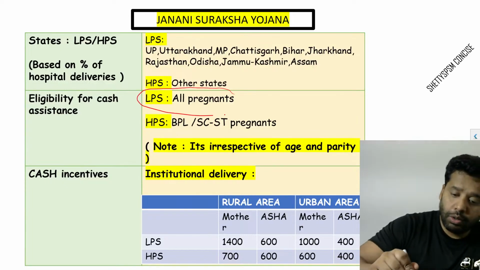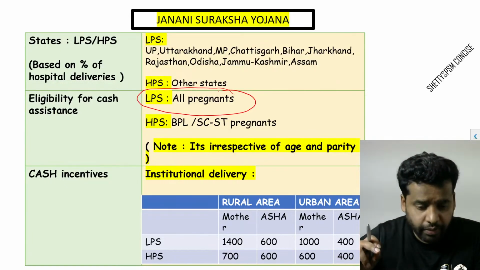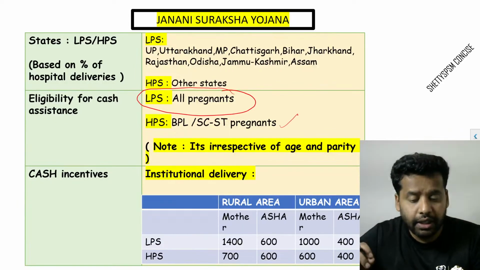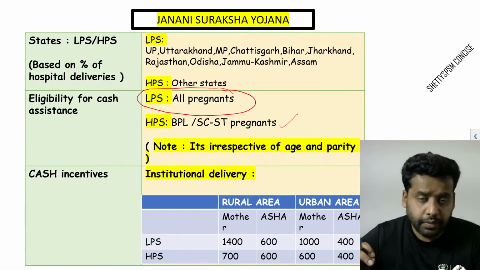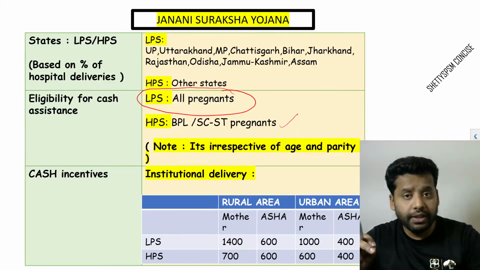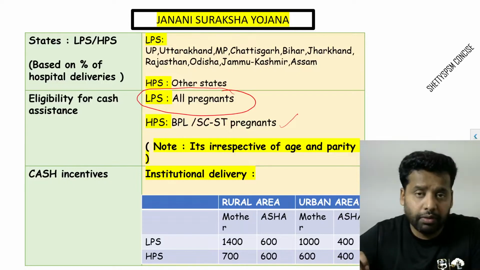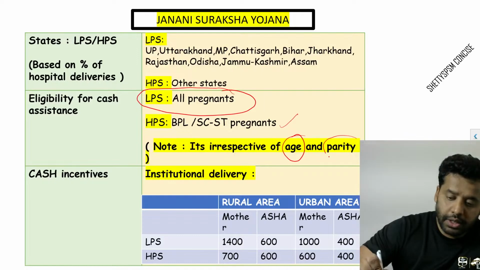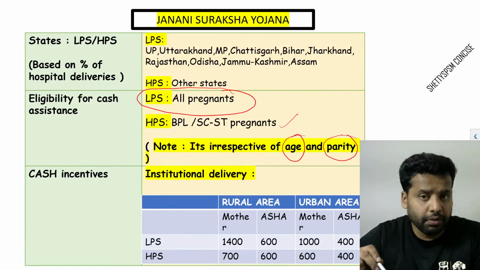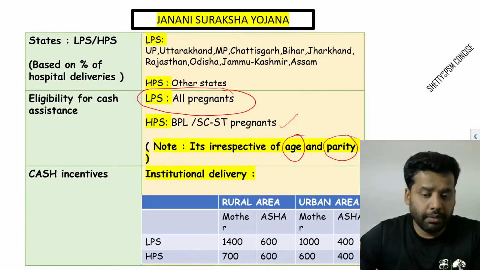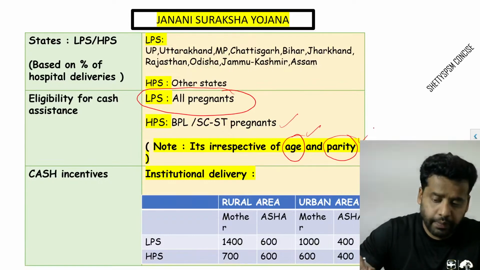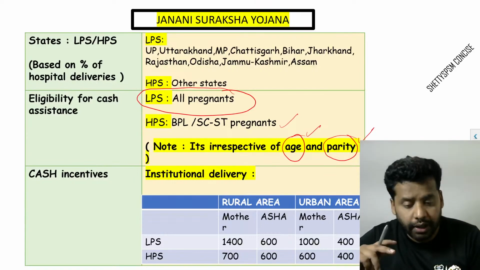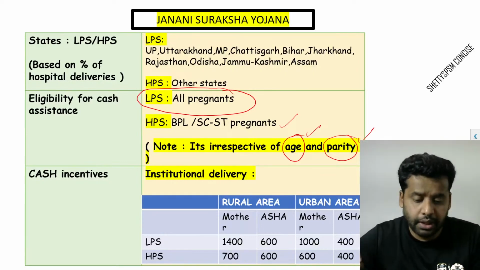All the pregnant women in low performing states will get incentives. But in high performing states, they have to be either below poverty line or SC/ST pregnant women. This is irrespective of age and parity. So always remember this. Two things are very important. Cash is given up to 2 live births only. This is the newer thing.